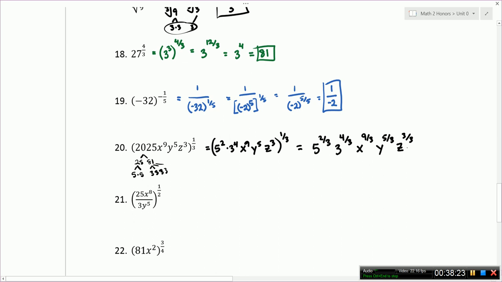It may have been better to do this a little different way, and I'll mention that at the end, but notice what does reduce. The 9/3 power becomes the 3rd power, and the 3/3 power becomes 1. So here we have 5 to the 2/3 power, 3 to the 4/3 power, x cubed, y to the 5/3 power, z.